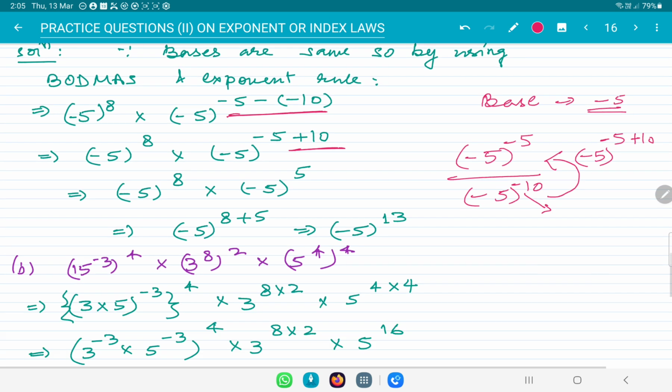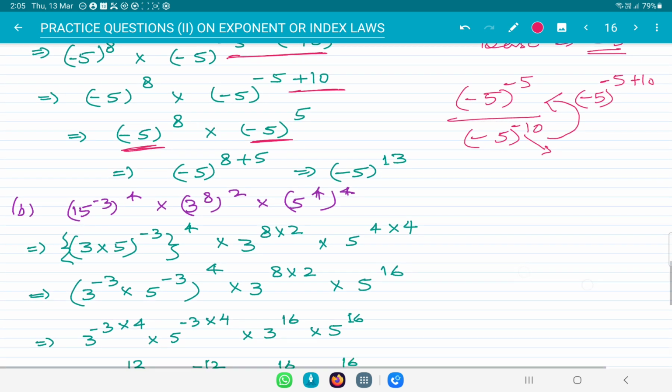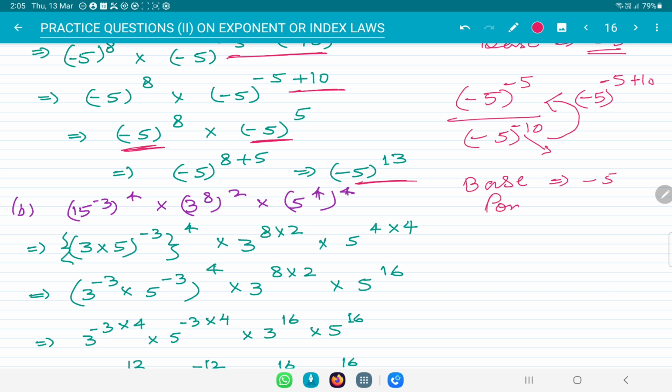Now see minus 5 raised to the power 8, minus 5 raised to the power 5. Since the bases are the same, the powers will be added, 8 plus 5. So the final answer is minus 5 raised to the power 13. Now see carefully another concept. Here the base is minus 5 and the power is 13. No need to change from numerator to denominator, because the power is positive. So leave it as it is, minus 5 whole raised to the power 13.